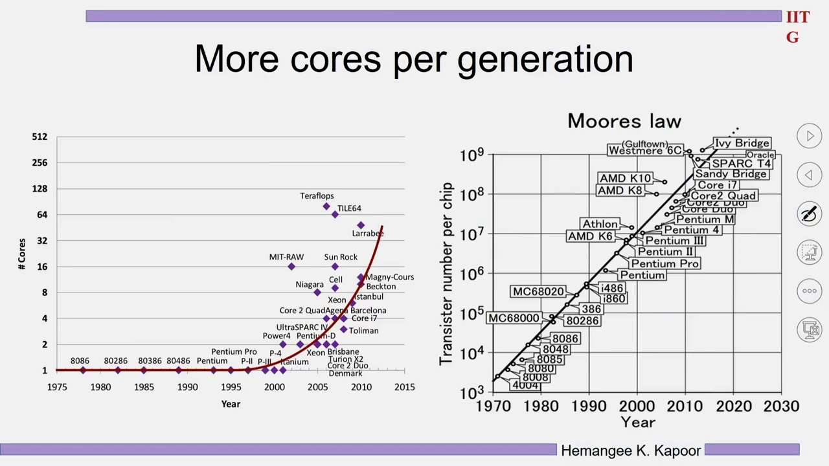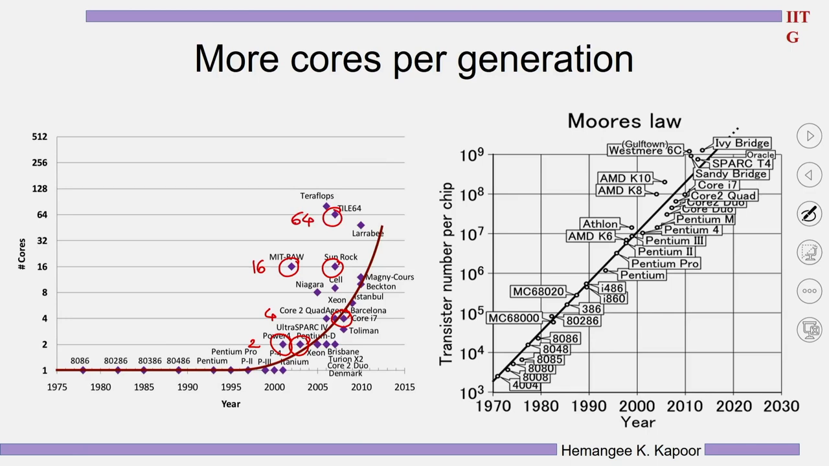Okay. Some examples of multiple cores which are now coming up. The Power 4 and the Pentium D are two-core processors. Then we have Core i7, which is a 4-core processor. Moving up, MIT Raw and the Sun Rock are 16-core processors. So these are 16 cores here, these are 4 cores, 2 cores. And then the Tile 64 is a 64-core processor. So these are examples of multi-cores coming into the market.